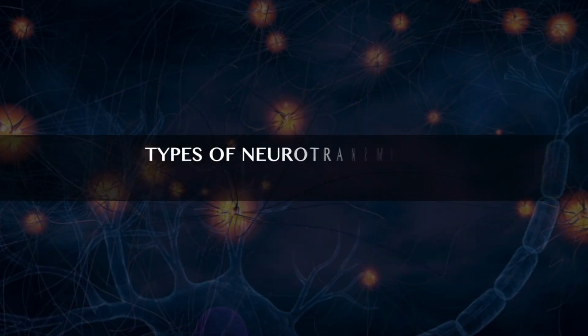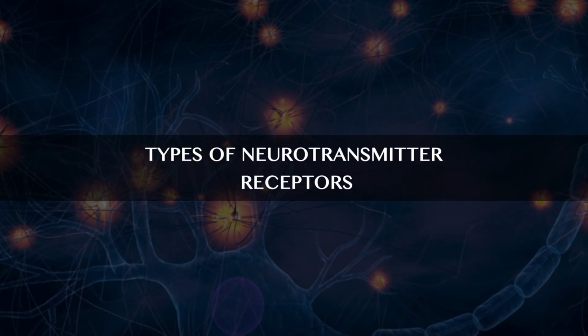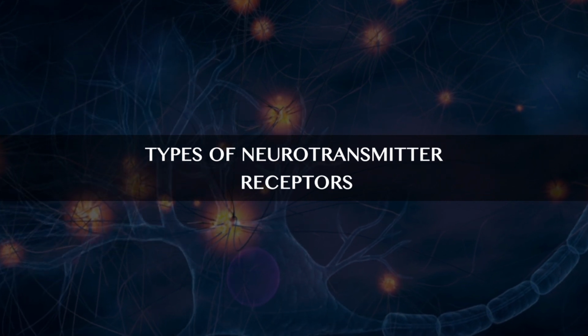On the other hand, the binding of a neurotransmitter to an inhibitory receptor on the postsynaptic membrane may cause the opening of potassium ion or chloride ion channels, resulting in membrane hyperpolarization, which inhibits the generation of an action potential in the postsynaptic cell. Now let us learn about types of neurotransmitter receptors.